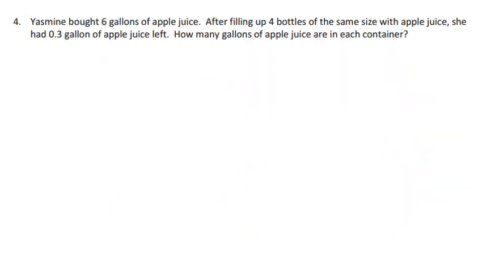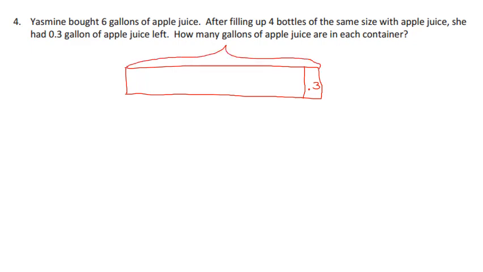Yasmin bought 6 gallons of apple juice. After filling up 4 bottles the same size of apple juice, she had 0.3 gallons of apple juice left. How many gallons of apple juice are in each container? Okay, so let's start by doing a tape diagram. And it says that she had 0.3 gallons left. And she had a total of 6 gallons.